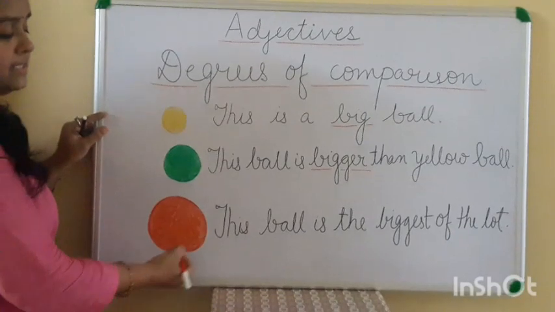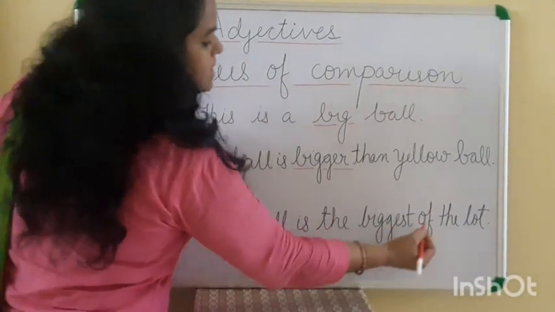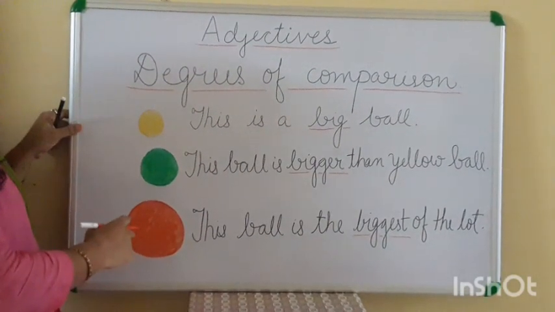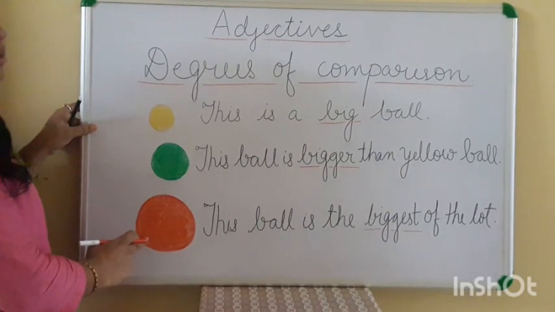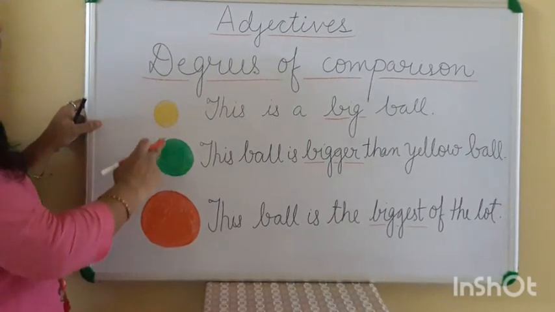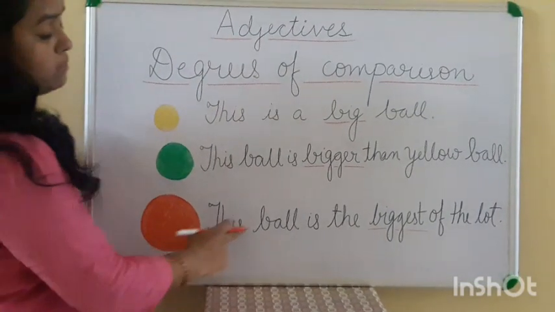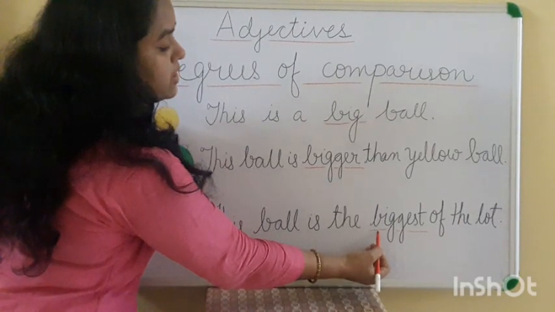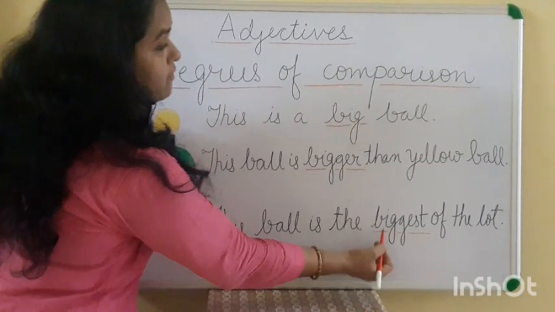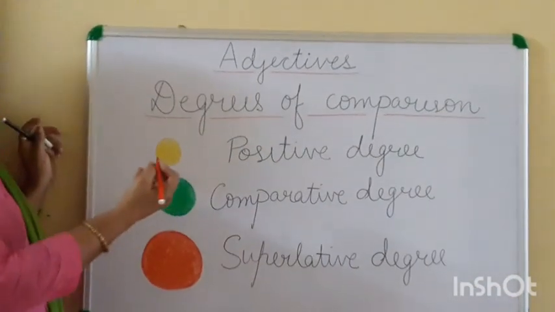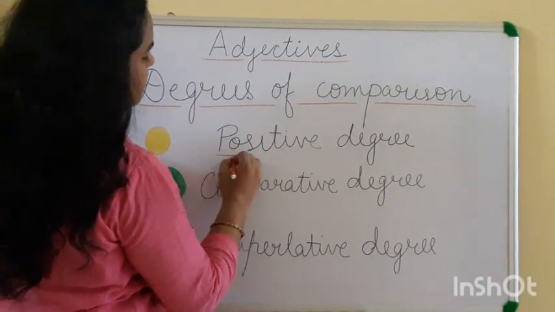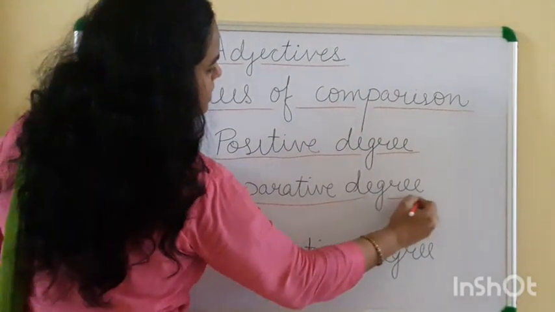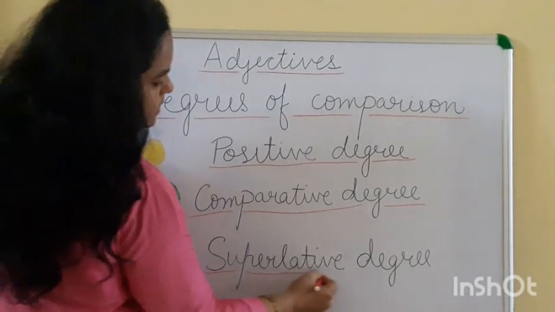Now in the 3rd sentence, this ball is the biggest of the lot. Here I am comparing more than 2 things. I am comparing the red ball with all the other balls, with the yellow and green balls. So I am saying this ball is the biggest of the lot. I am using the superlative degree of comparison of adjectives. So we have 3 degrees of comparison: positive degree, comparative degree, and superlative degree.